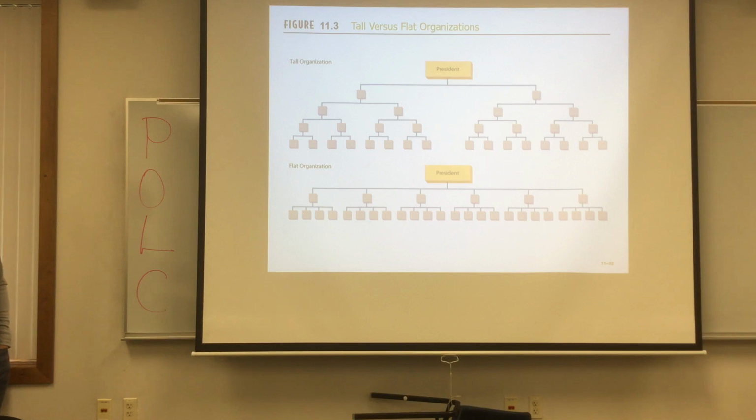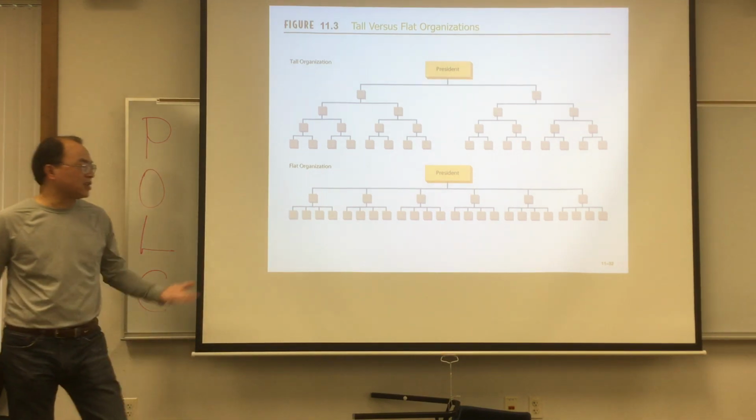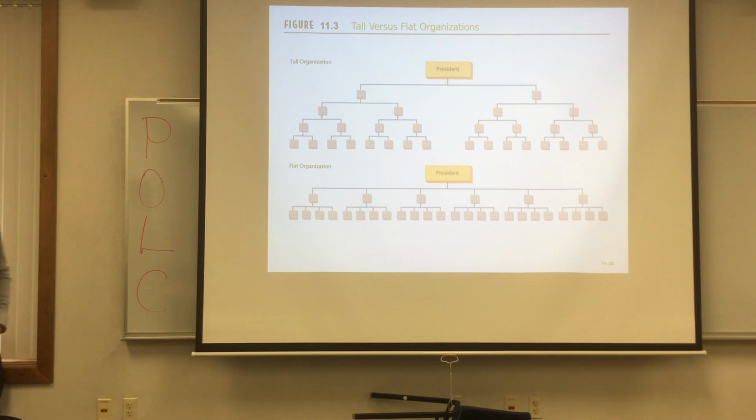So I've got two organizational chart structures here. The first one is the traditional, tall one with different layers. In real life it is much taller. But in the second one, you've got a president, and here probably VPs and other managers. It's much flatter. But again, there are pros and cons for both.